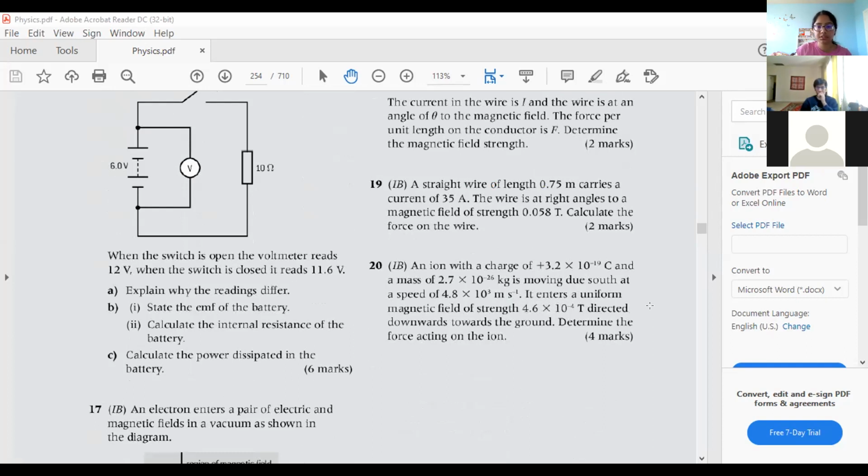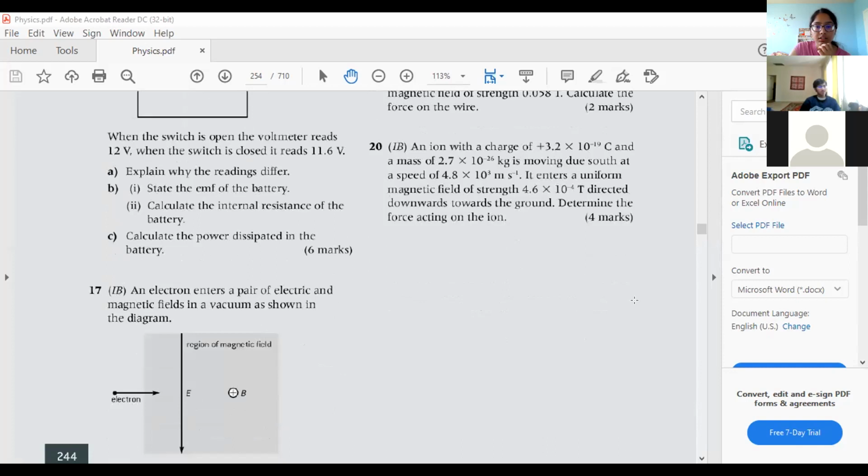Okay, that's pretty simple. That's just plugging in. Do we want to just skip it? I mean, the formula is just ILB sine theta. Yeah, skip it. We know how to do that.